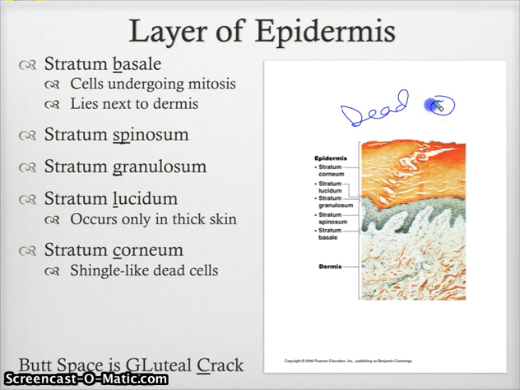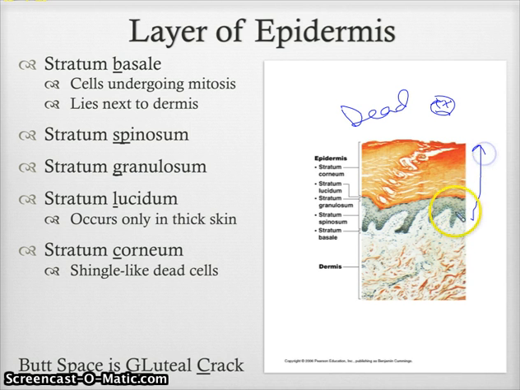Okay, these cells are literally dead. There's nothing alive in them. They've completely died. They've completely hardened. They've gone through that keratinization process. There is nothing alive in that cell. That's why they slough off. That's also why they're continually replaced.